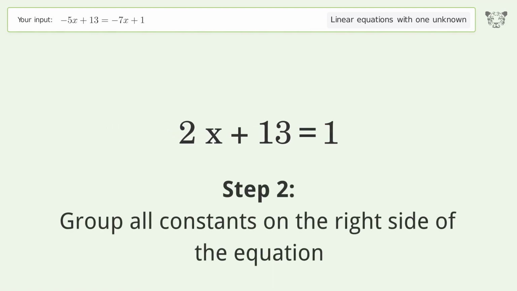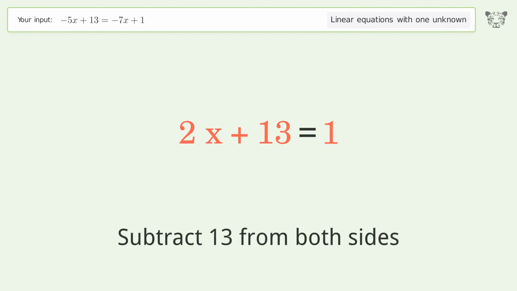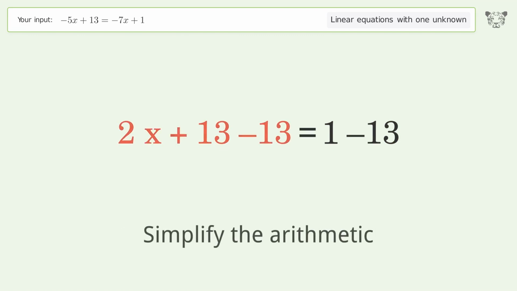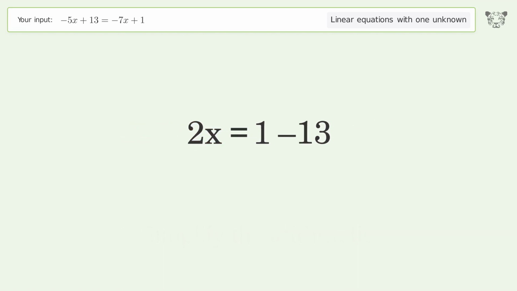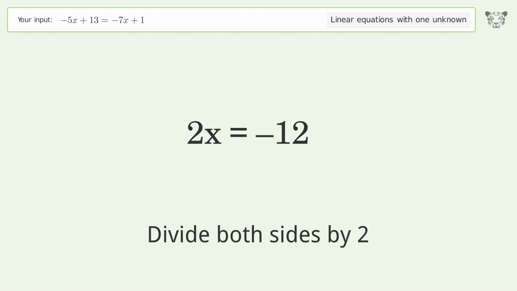Group all constants on the right side of the equation. Subtract 13 from both sides. Simplify the arithmetic. Isolate the x. Divide both sides by 2.